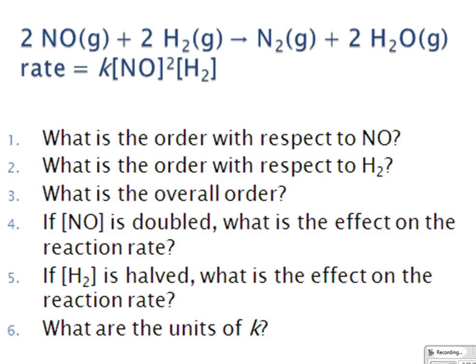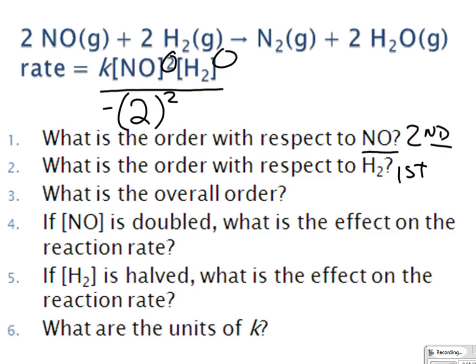Here's an example where they give me the rate law right here. This is a rate law. They say, what is the order with respect to NO? I would say it would be second order. Why? Because the exponent is 2, therefore it is a second order reaction. The order with respect to H2 would be first order. And then from that point, I can use the exponents to figure out mathematically what happens. Let's say I double NO, I use the exponent, and it tells me what happens to the rate. I just basically do the math using the exponent.